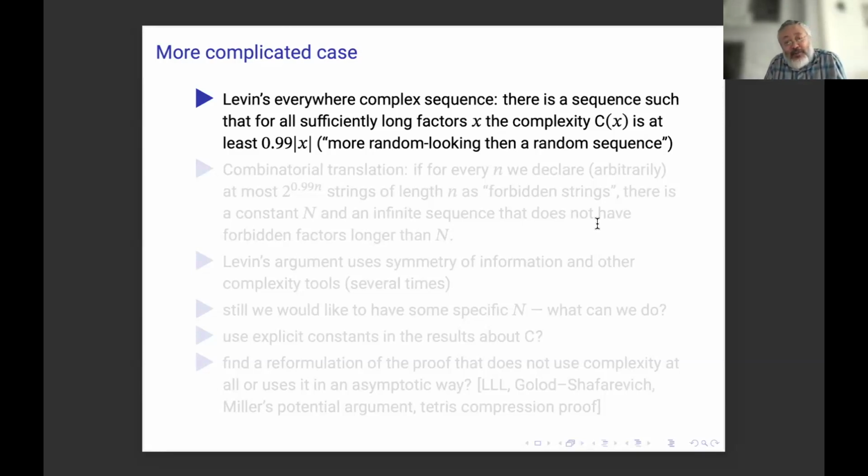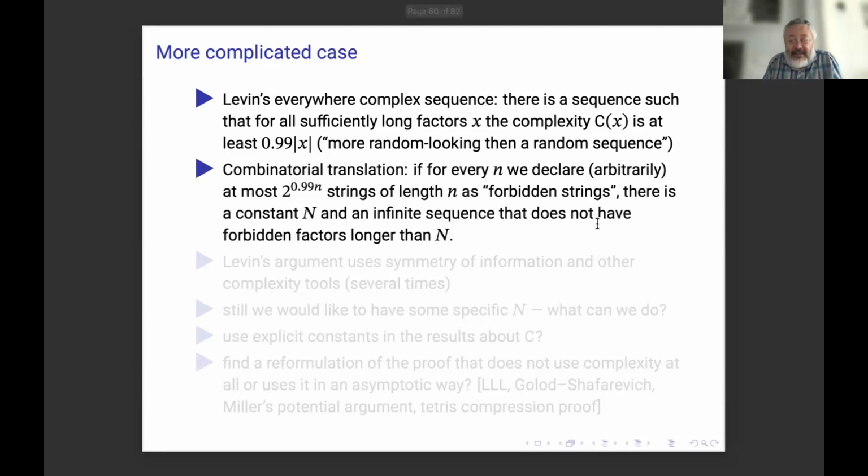But if we don't want real randomness, we can make something more random than random. Every substring has high complexity. And this statement has a very easy combinatorial translation. We can translate it into the combinatorial language in this way. For every n, we declare some strings of length n as bad strings, and we don't want them to appear as factors in our sequence.